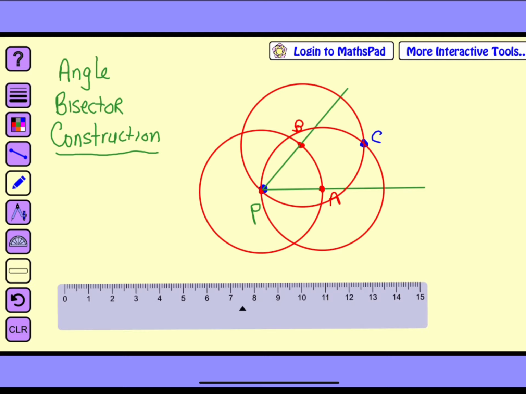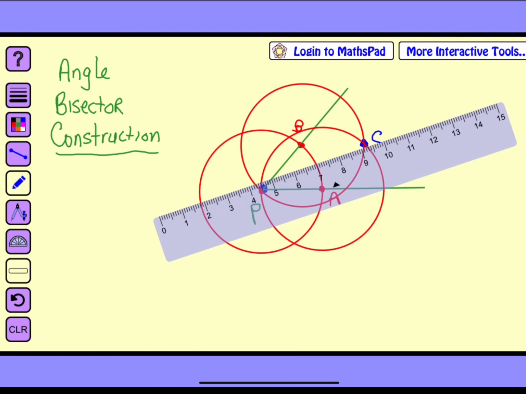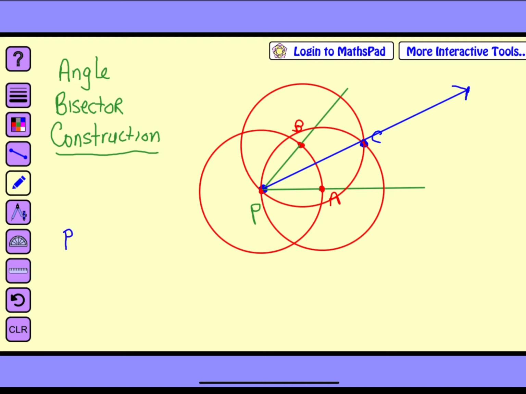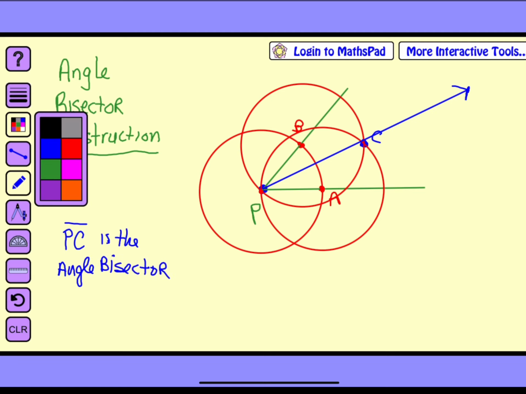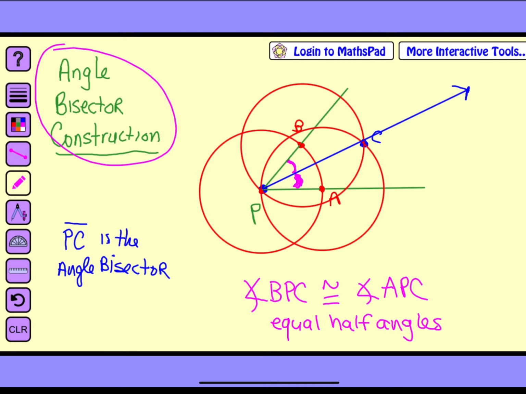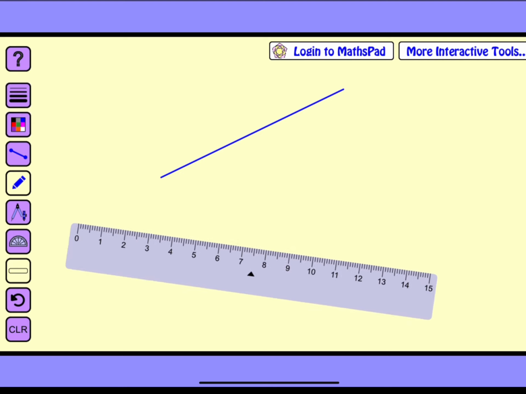We notice that the circles intersect each other here at point C, and if I were to line up my straight edge, which I'm doing here now, with the vertex and that intersection point C, drawing the straight line creates the angle bisector. The segment PC, or the ray PC, is the angle bisector in this particular case. It cuts the angle originally into two equal halves. We say angle BPC is congruent to angle APC. Again, noting that the vertex letter is in the middle, and we have two equal half angles. Angle bisector construction. So we'll do this a few more times just to get the gist of it.